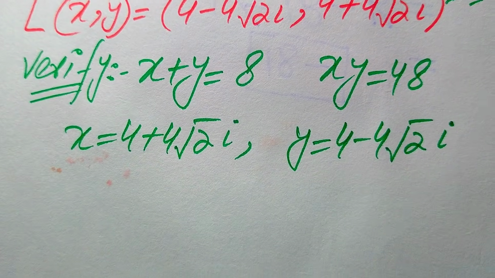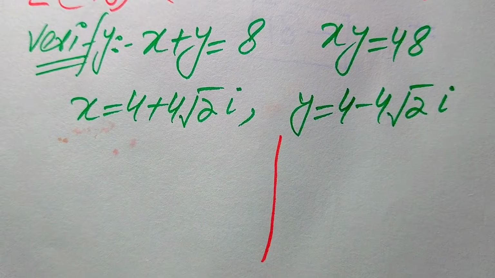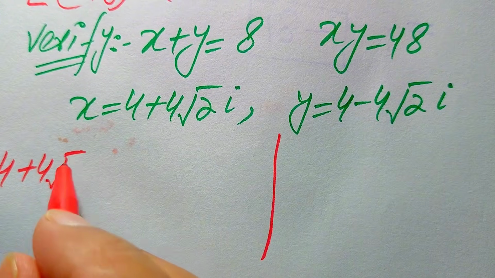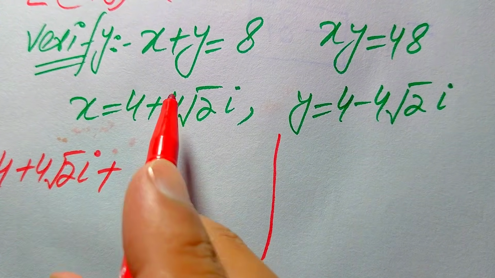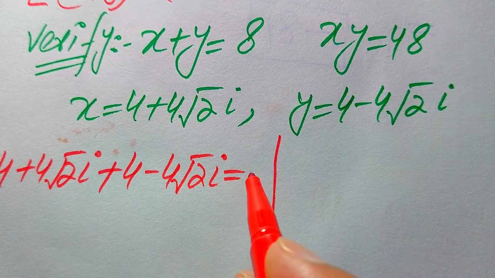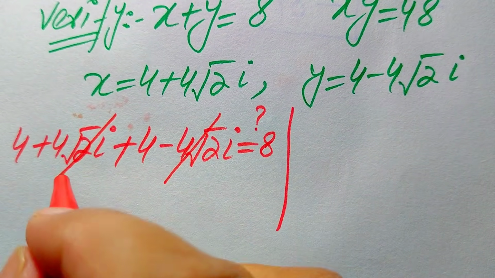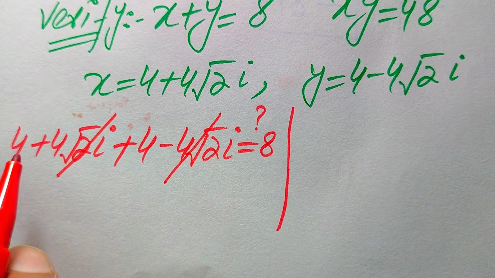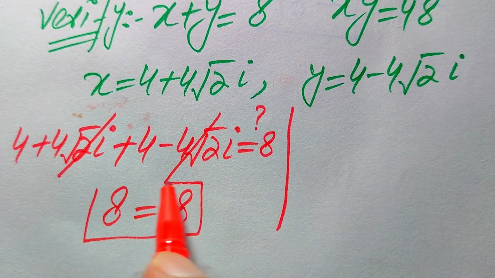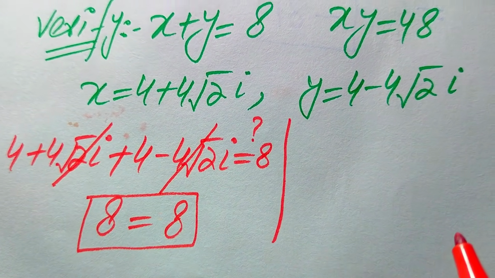And here we substitute both of these values in both equations and check. When we put these values in this equation we get 4 plus 4 times the square root of 2 iota plus 4 minus 4 times the square root of 2 iota, and we check whether this equals 8 or not. The negative term and the positive term cancel each other out and we get 4 plus 4 becomes 8 equals 8. This shows that both sides are equal. It means that the values of x and y satisfy our first equation.